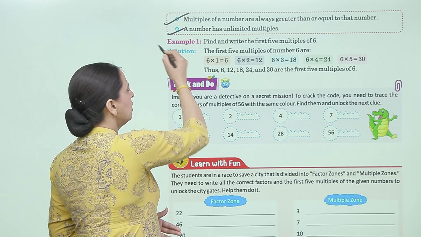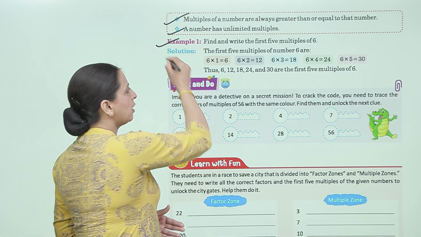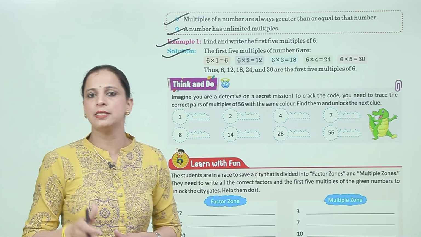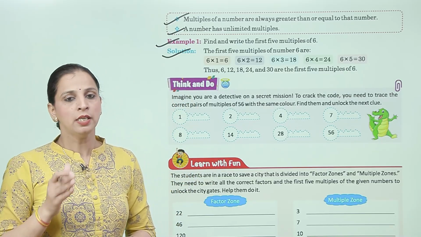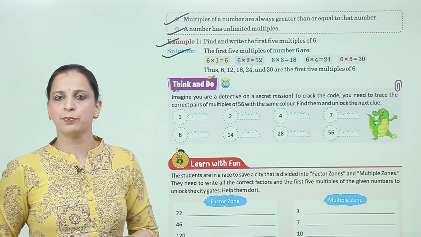Now, example 1. Find and write the first 5 multiples of 6. Solution. The first 5 multiples of 6 are 6 1s are 6, 6 2s are 12, 6 3s are 18, 6 4s are 24, 6 5s are 30. Thus, 6, 12, 18, 24 and 30 are the first 5 multiples of 6.